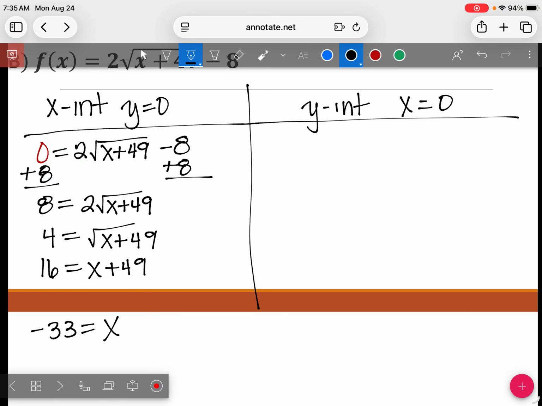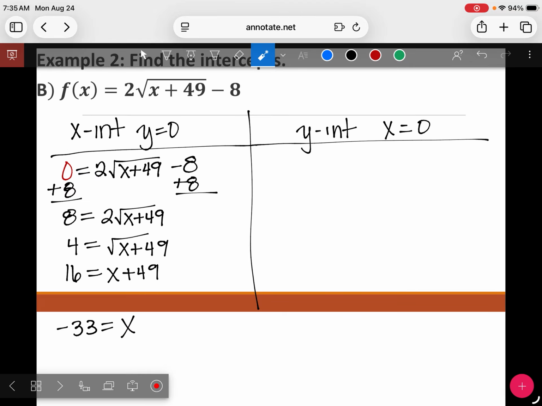If on the test you wrote it like this, you're not getting full credit, because it does say on the test to write it as an ordered pair. So in order to get full credit, you would have to write it as negative 33, 0.